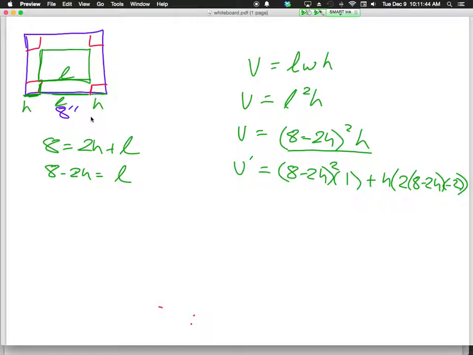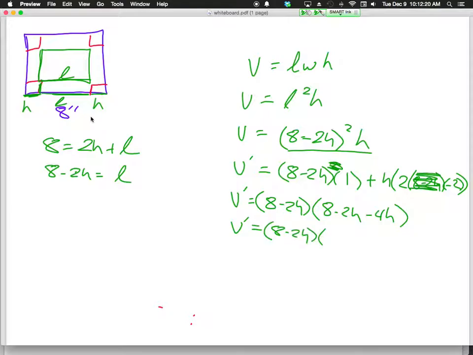Which gives me that. And Prashant, anytime we do the product rule or quotient rule, what do we always want to look for? What you can take out. What can I take out here? 8 minus 2h. So if I do that, that means this is gone, and I'm left with an 8 minus 2h over here. That's gone, and I'm left with a minus 4h, correct? So that cleans up just a little bit more. So there's my derivative.